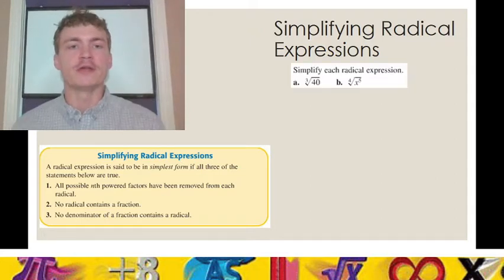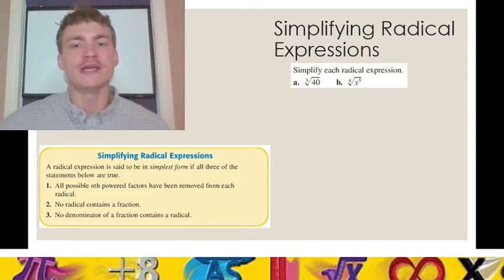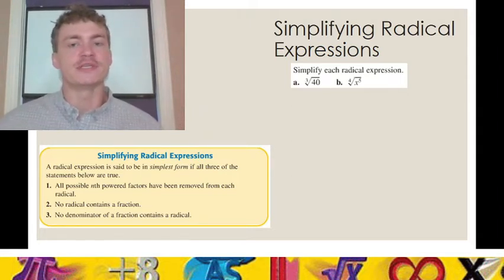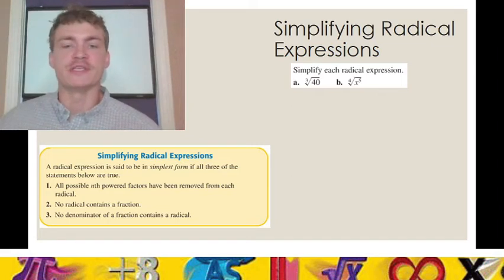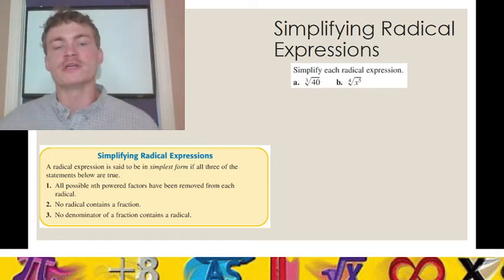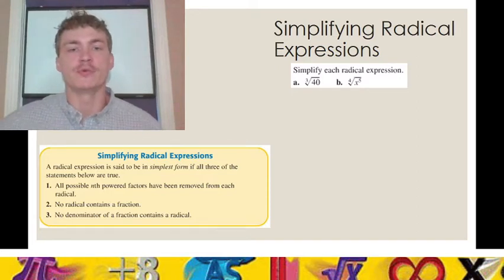For part A, we're looking at the cube root of 40. Here we note that 40 is not a perfect cube, and we can go through the list. 2 cubed is 8, 3 cubed is 27, 4 cubed is 64. Thus, the cube root of 40 is going to be some number between 3 and 4. That's because 3 cubed is 27 and 4 cubed is 64, and 40 is somewhere between 27 and 64.